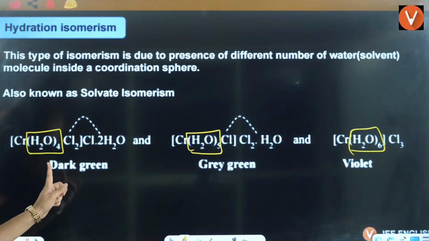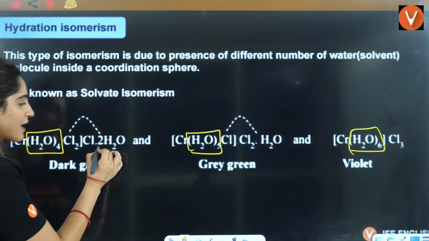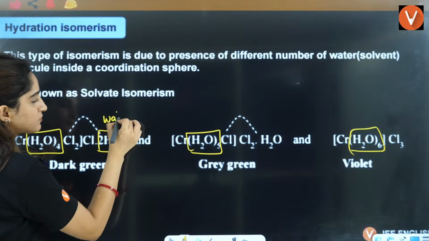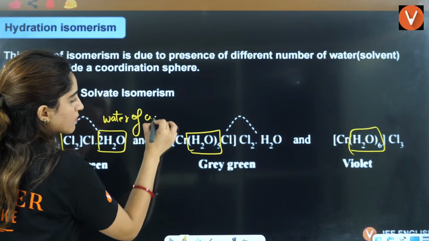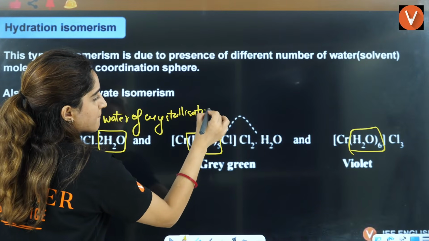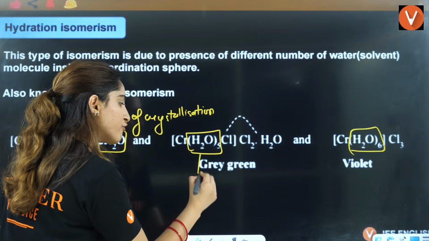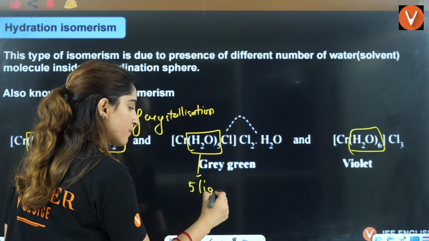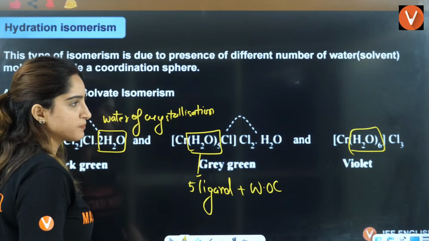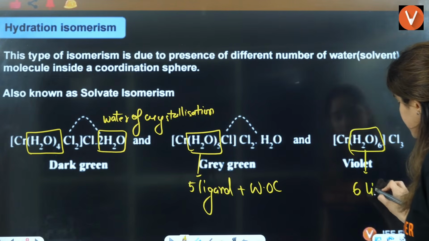Here you have 4 water as ligand. Next, other 2 H2O are acting as water of crystallization. Here also you have 5 ligands and 1 water of crystallization. Here you have 6 ligands.